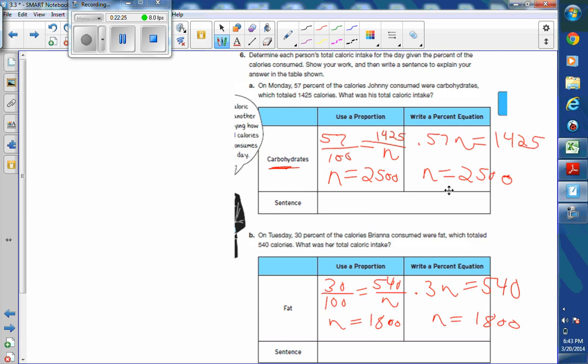And then down below, you can check yourself on fat. You do the same thing, except it's 30%, so it's 30 over 100. And then total fat calories is 540 over your total N calories, and you should get 1,800. And for your percent equation, instead of using 30 over 100, you could just use 0.3 times your total calories. 30% of those total calories should give you that 540. So if you divide both sides by 0.3, you would have gotten that same 1,800.